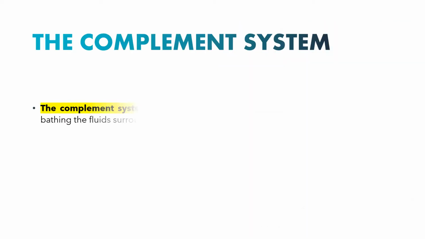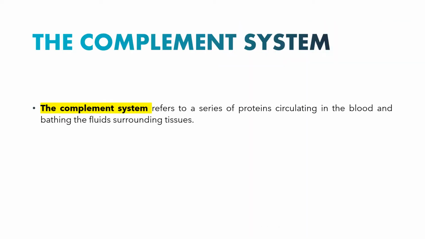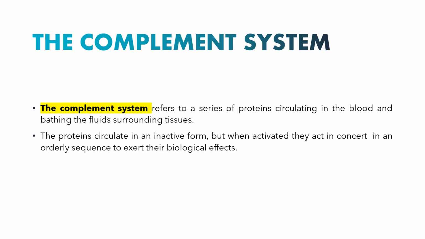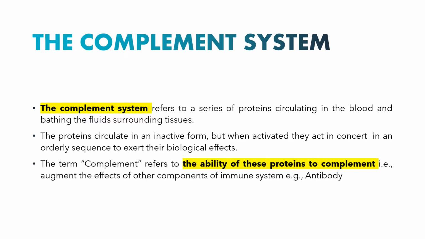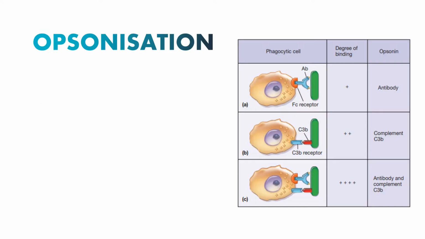The complement system. The complement system refers to the series of proteins circulating in blood and bathing the fluids surrounding tissues. The proteins circulate in an inactive form, but when activated, they act in concert in an orderly sequence to exert their biological effect. The term complement refers to the ability of these proteins to complement, augment the effects of other components of the immune system, for example, antibody.